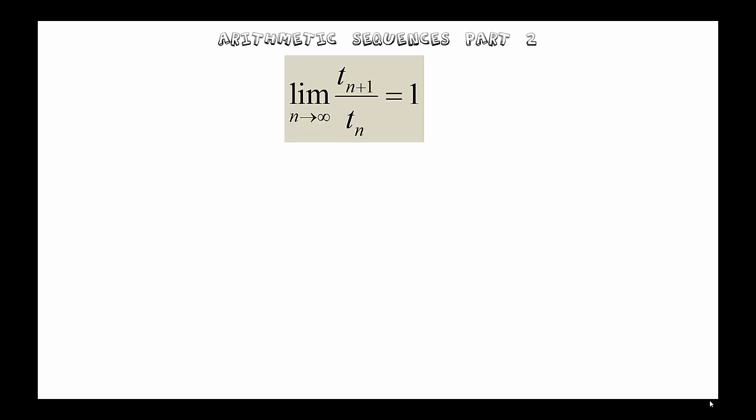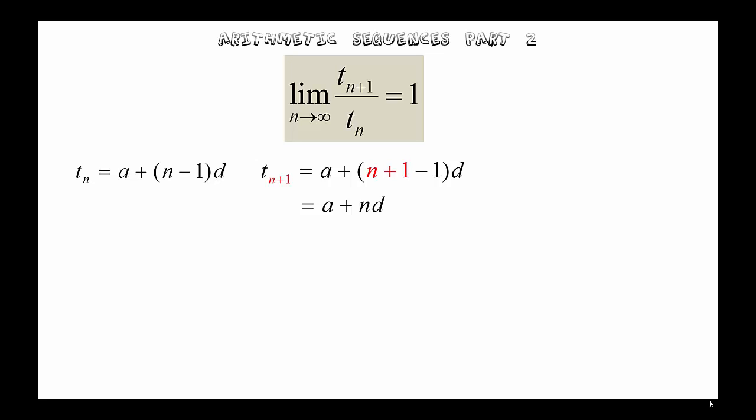What we're asked to show is that the ratio of two consecutive terms of an arithmetic sequence is equal to 1 as the terms approach infinity. Let's see how we can do that. We have from our previous screen the definition of the nth term, Tn equals a plus (n minus 1)d. We can use that to work out the Tn plus 1 term by substituting n plus 1 instead of n. You can see that we have Tn plus 1 equals a plus (n plus 1 minus 1)d, and that simplifies to a plus nd.